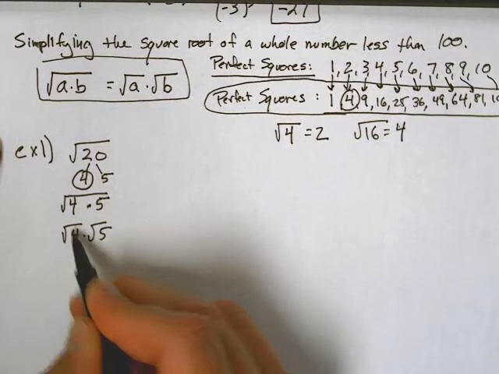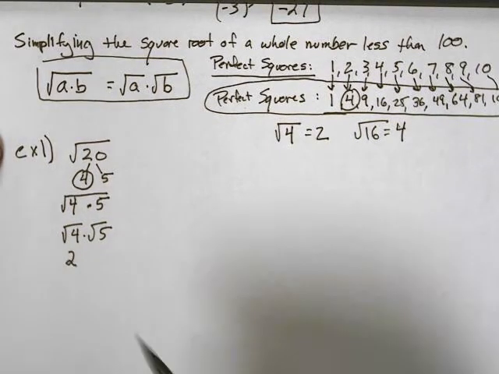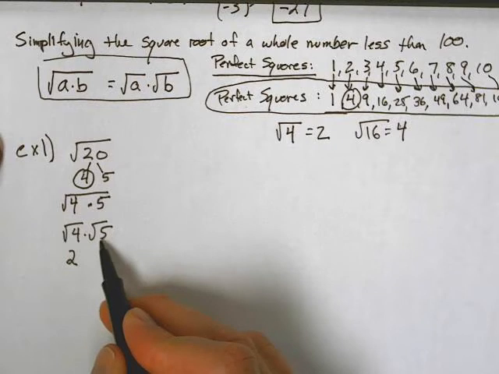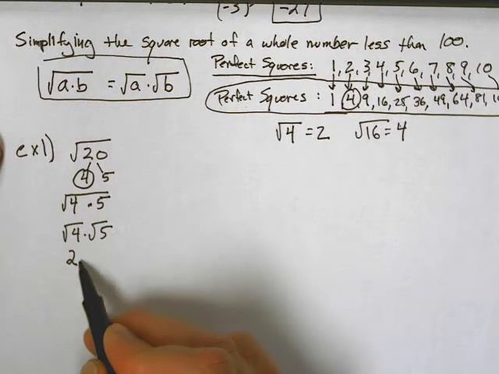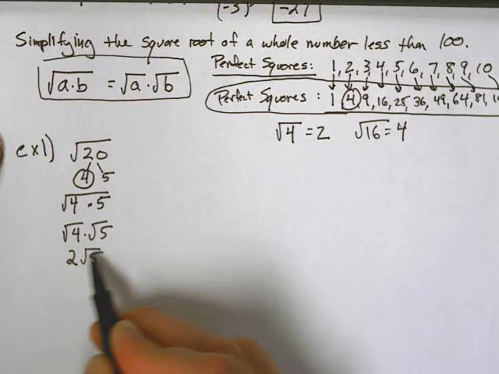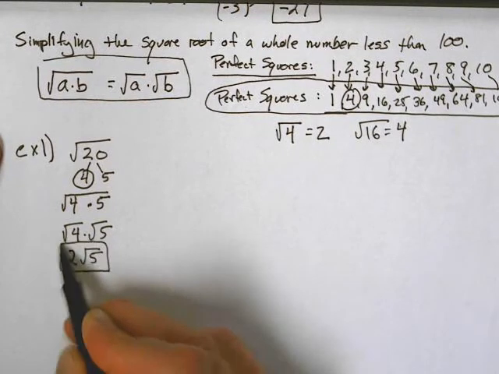The square root of 4 is just the number 2. It's no longer in a square root. The square root of 5, I can't break that down into anything smaller, and I can't square root it, so it's just 2 times the square root of 5, and that would be my answer.